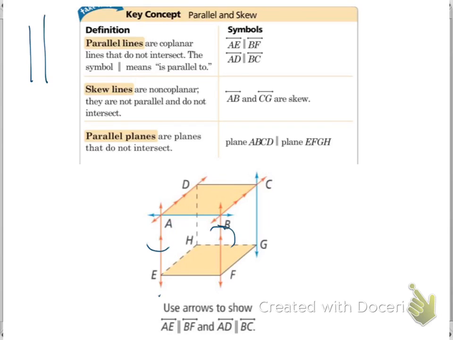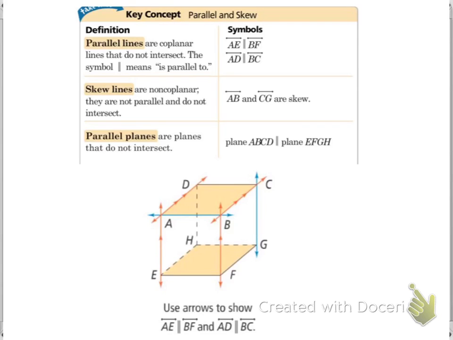So the next definition is the skew lines. The skew lines are non-coplanar, and they are not parallel, and they do not intersect. So not parallel and don't intersect. So if we were looking at this, AB and CG are skew. They are not parallel and they do not intersect. Another example that we can look at other than what's listed is EF. So we have EF, then we would say that CG, those lines are skew lines because they are not parallel and they do not intersect.